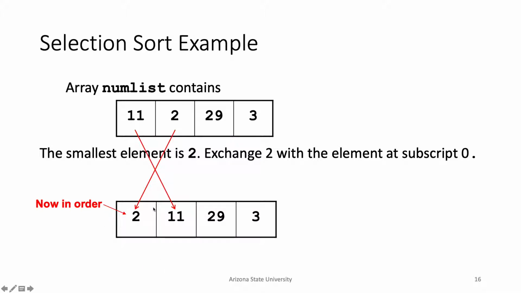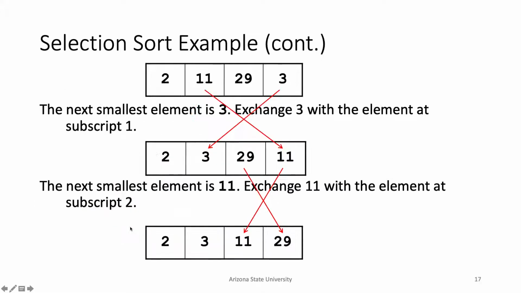So right now, how many elements do we have sorted in our list? Do we know definitely are in the right place? 1, which is only the 2. The 3 might be in the right place. The 11 might be in the right place. So is the 29, but we don't know for sure. The 2 we definitely know is in the right place.